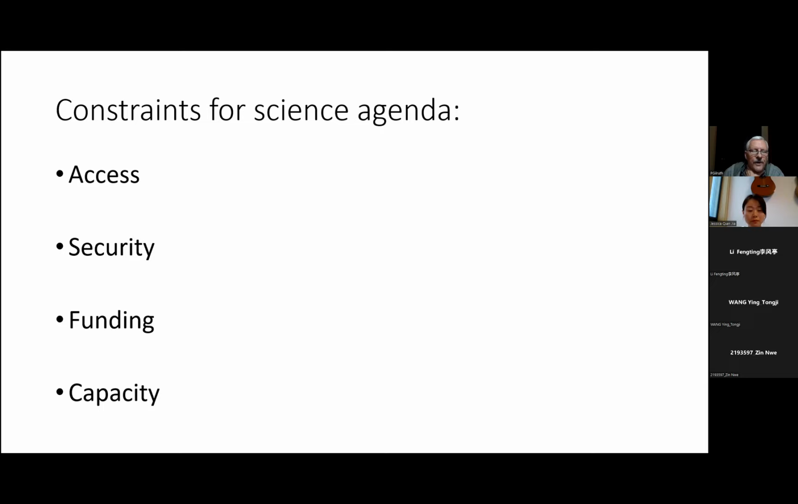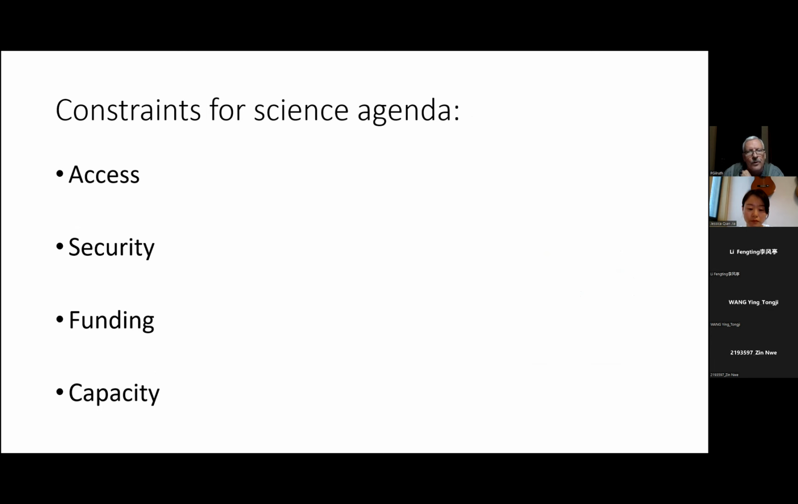There are constraints for the science agenda. Access: as you can see, there are few roads that go into this area. Security has been a problem. It has improved somewhat, but still remains a problem. Funding is an issue. And whatever solution you choose to promote the science agenda, capacity building in cooperation with the local authorities is needed.